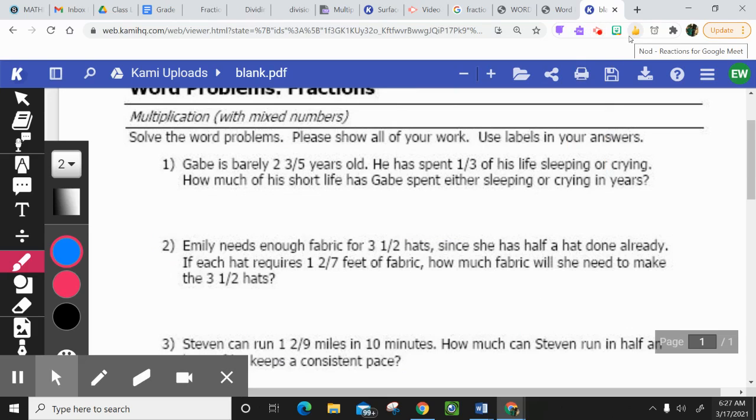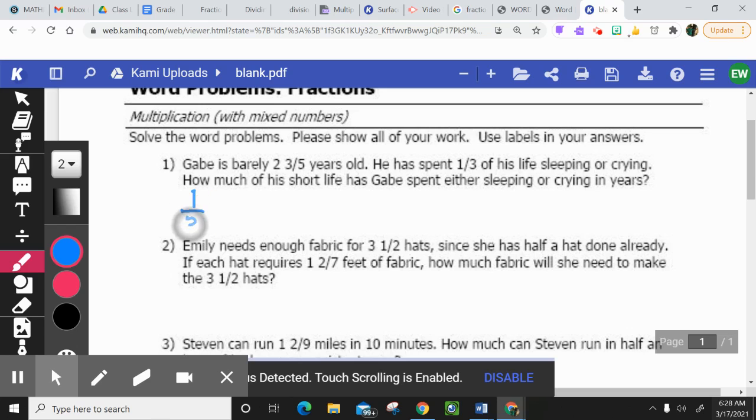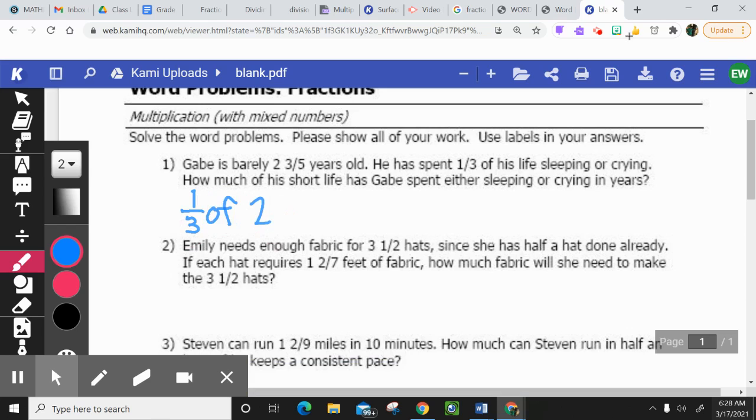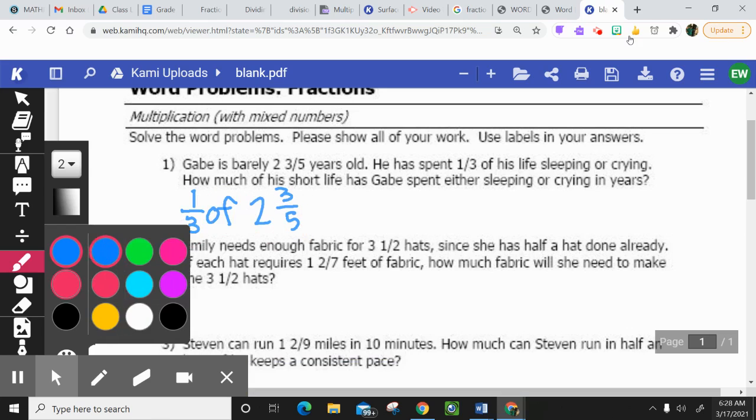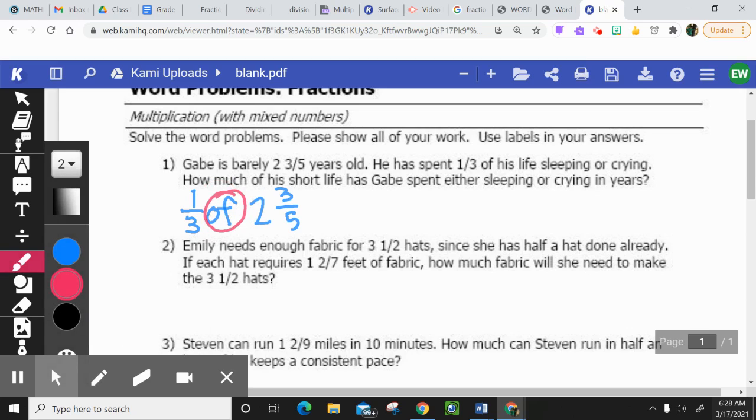Okay, we're going to go straight into mixed numbers. That kind of gives us practice with any type of fraction. So for this one, Gabe is barely 2 3/5 years old. He spent 1/3 of his life sleeping or crying. How much of his short life has Gabe spent either sleeping or crying in years? So 1/3 of 2 3/5. I see of, I think multiplication, okay? So it's 1/3 times 2 3/5.